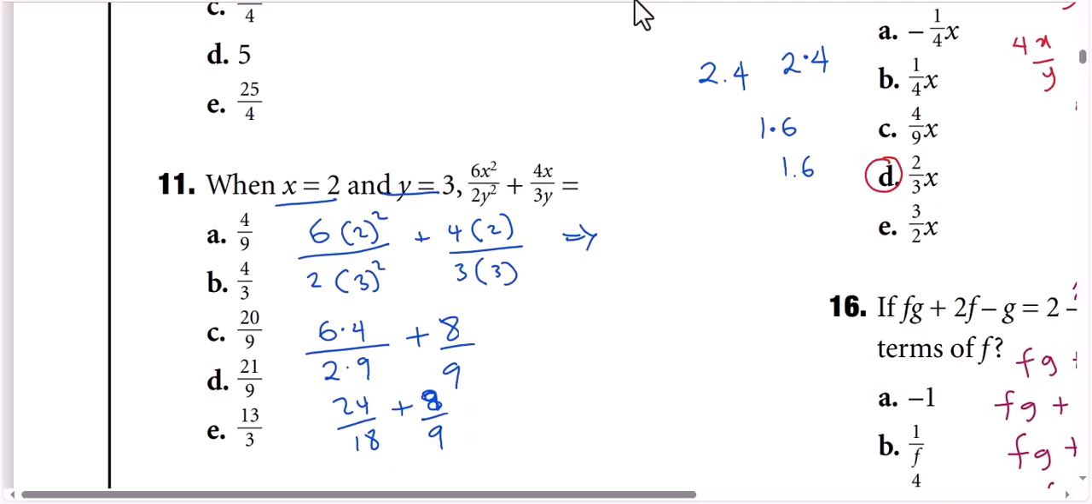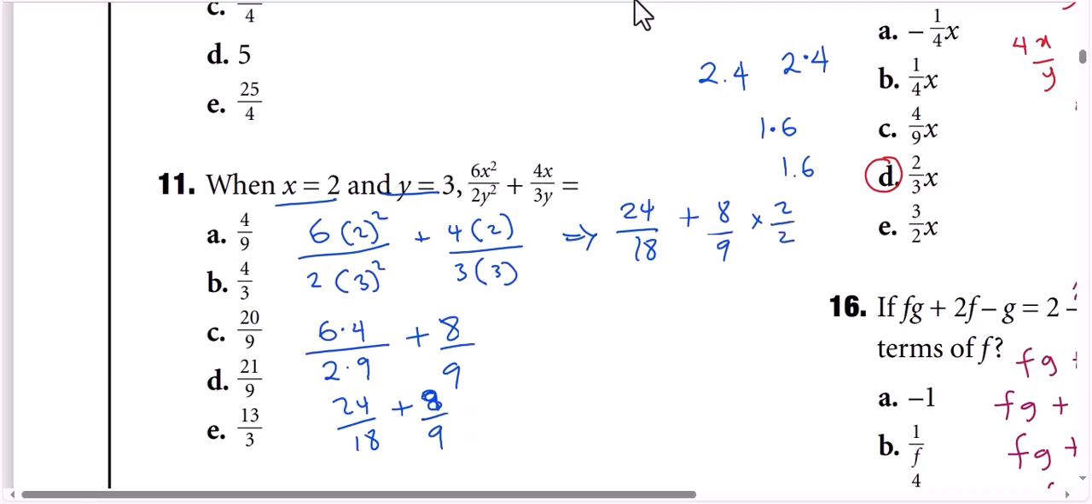This is just addition of fractions, and we have to work with the LCM or LCD, lowest common denominator. And to do that, we have to make sure both denominators are the same. The LCD here, or LCM here, is 18, and we'll have to make both fractions look like that. So I'll have 24 over 18 plus 8 over 9 multiplied by 2 over 2.